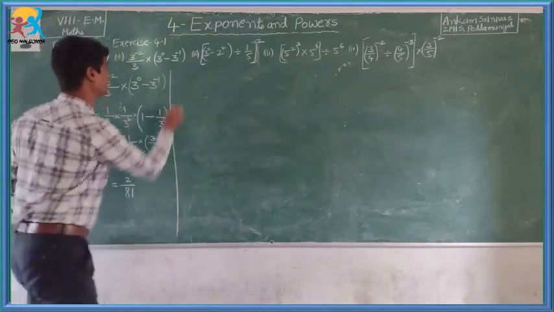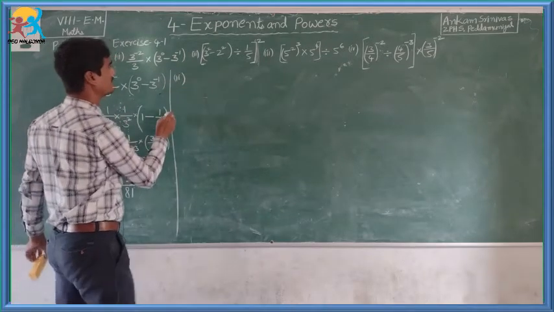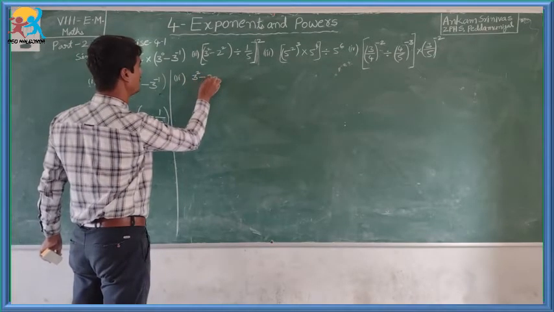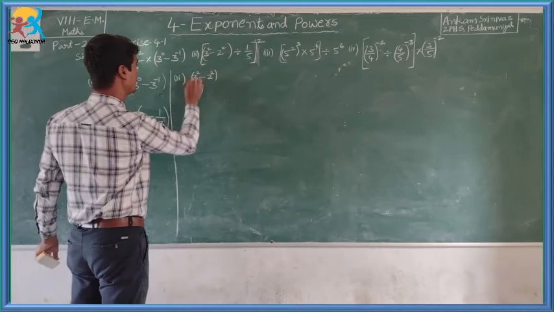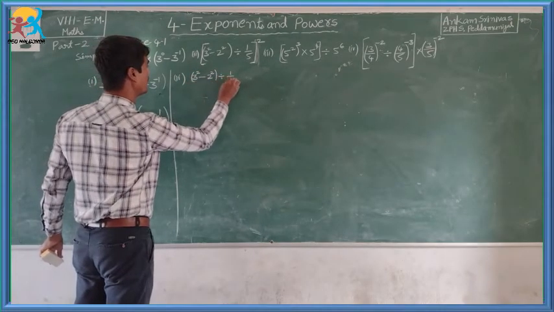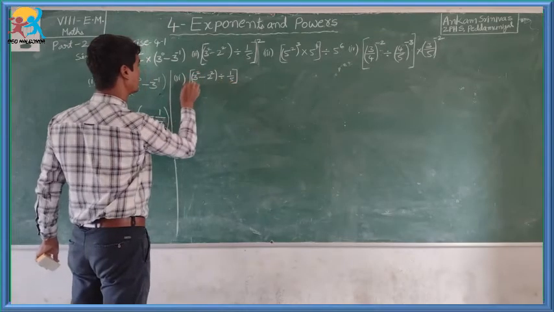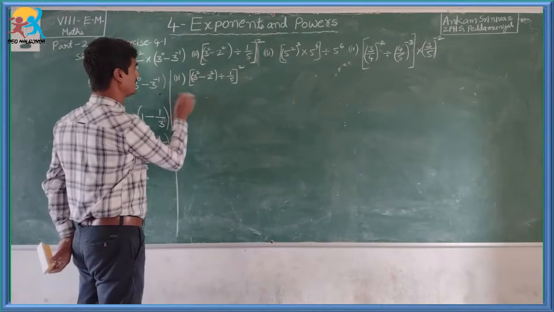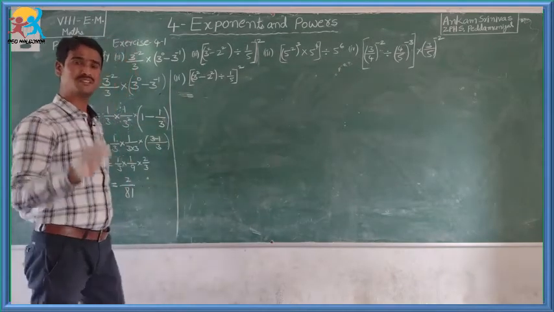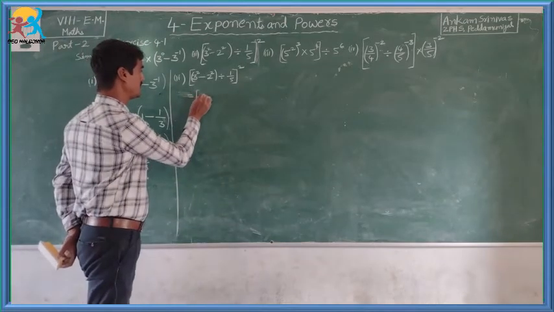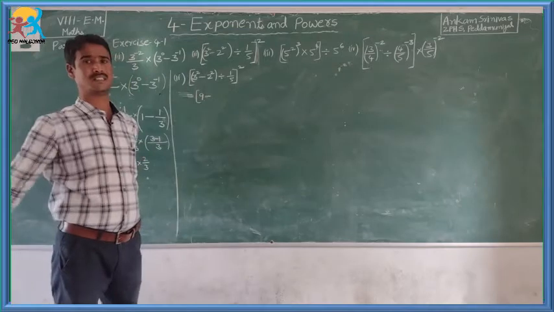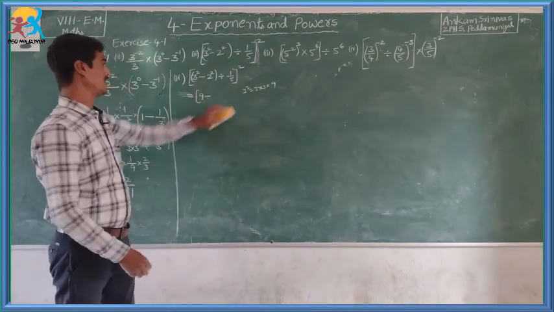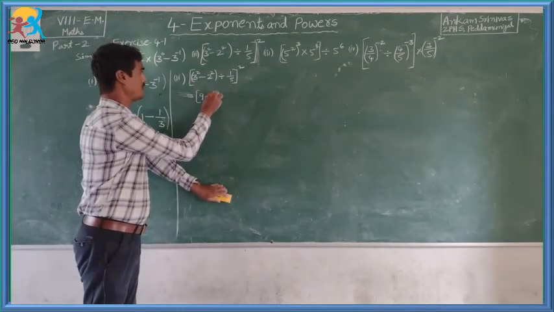Second problem here. What is the second problem? 3 power 2 minus 2 power 2, whole square, divided by 1 by 5 whole power, whole square. So we know that 3 square means 3 into 3, so 9, minus 2 square, 2 2s are 4.